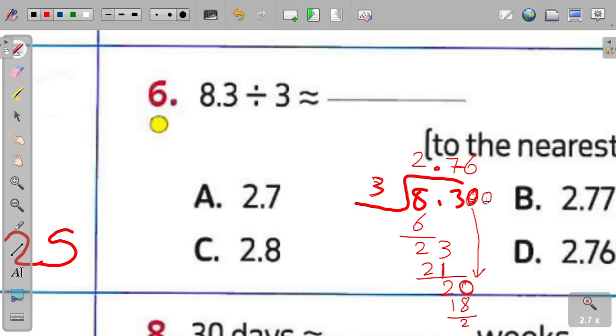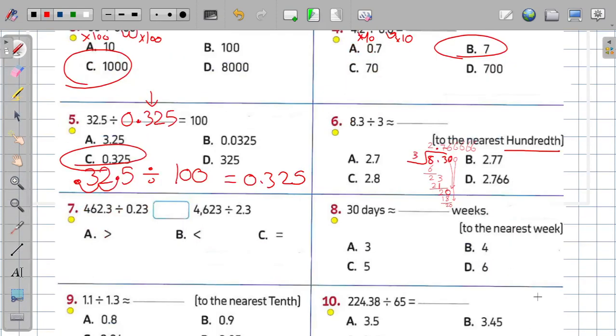Again, next I have 0, so it will be 20, and I will repeat this operation again. So I think it will be 6 again, and 6, and 6, with no end. So our result will be 2.76666 with no end. So I wanted to round it to the nearest hundredth.